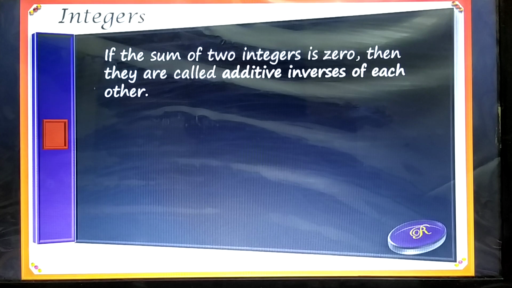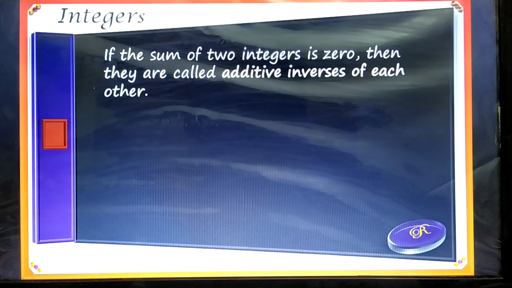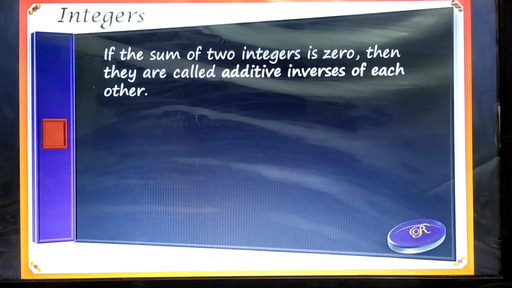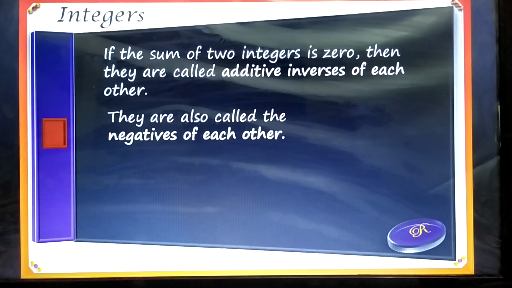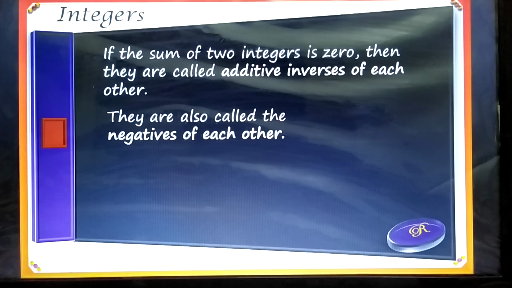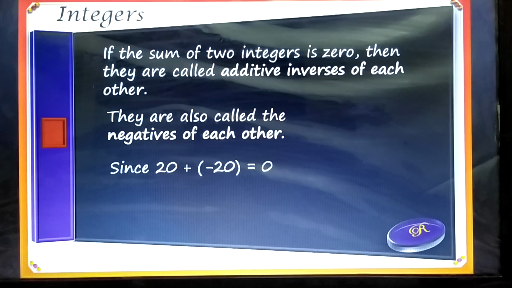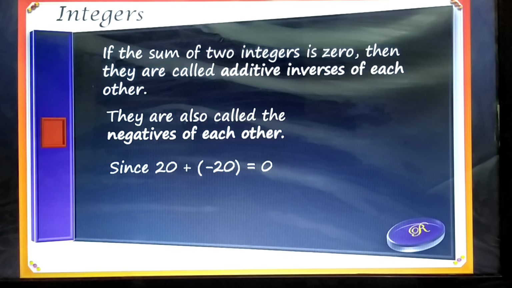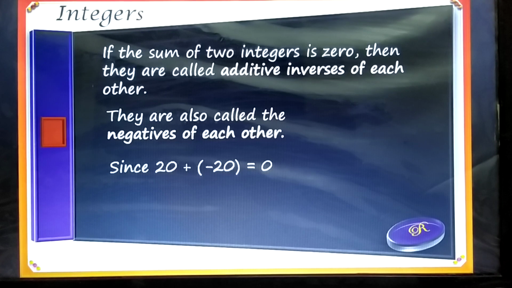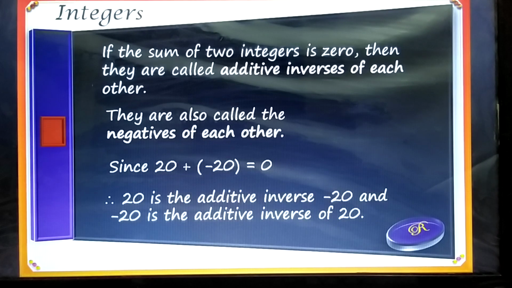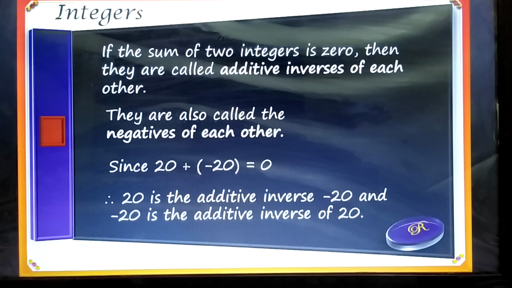If the sum of two integers is 0, then they are called additive inverses of each other. They are also called the negatives of each other. Since 20 plus of minus 20 is equal to 0, therefore 20 is the additive inverse of minus 20 and minus 20 is the additive inverse of 20.